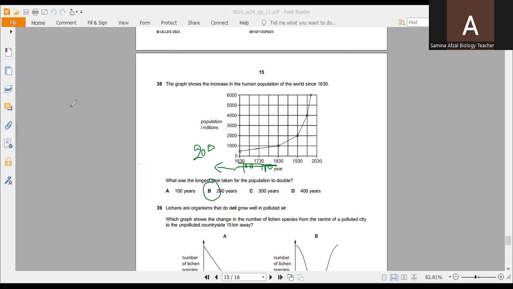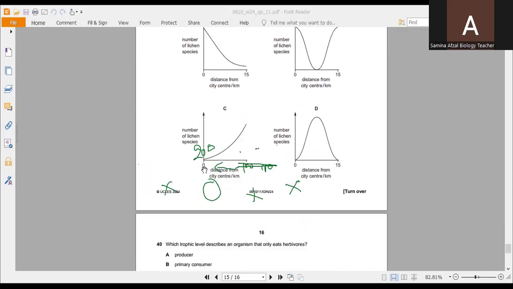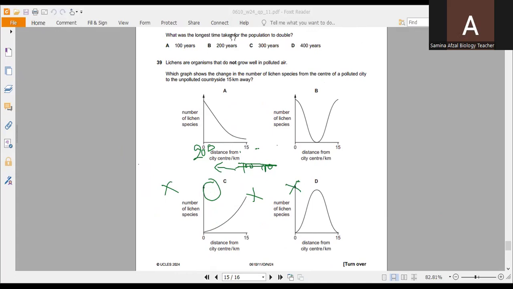A 300 years, no, this is the longest period. So A, B is the correct option. C, D, and A are not the correct options. Next question is question number 39.